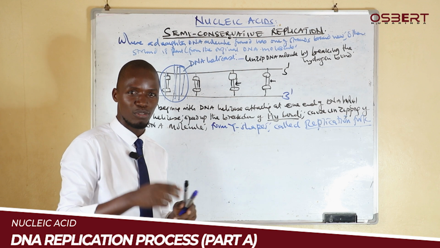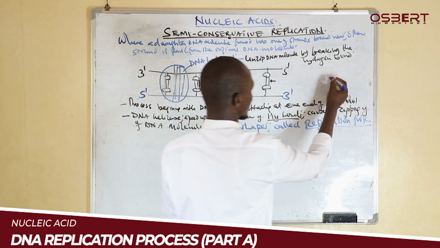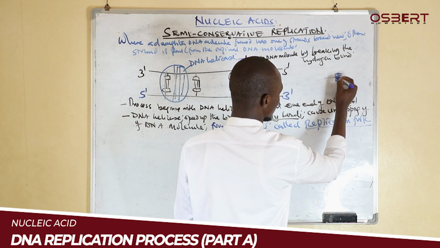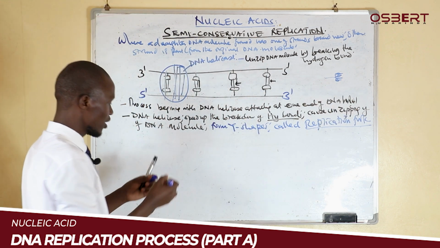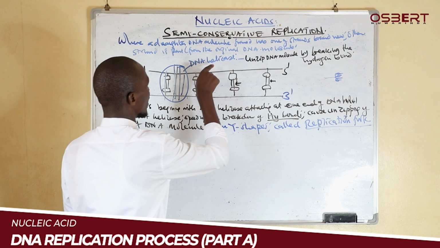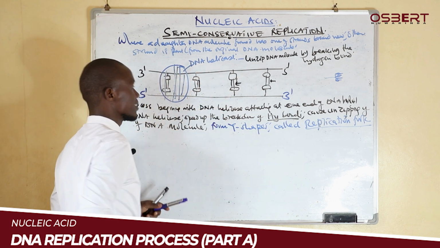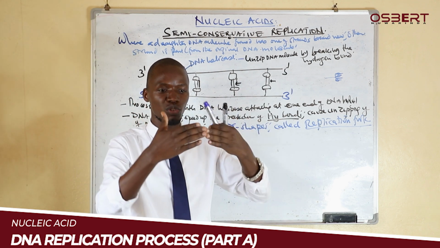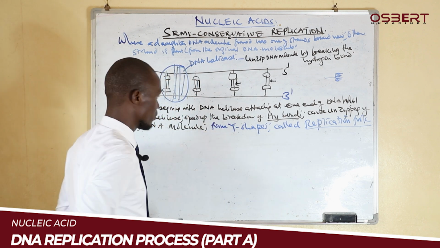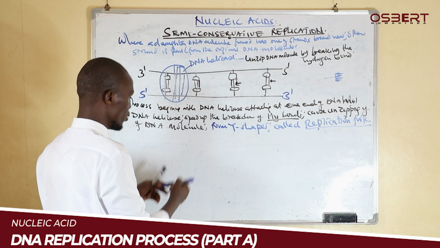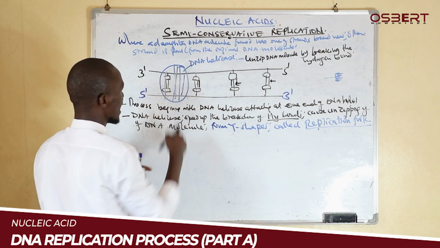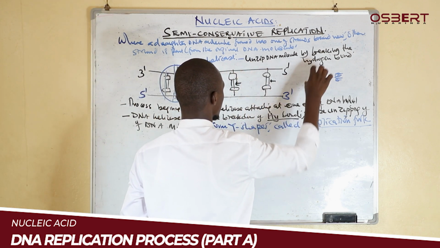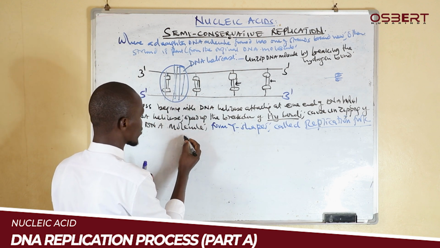A fork is something like this, with some finger-like structures here. So we are saying once these bonds are broken down by this DNA helicase, the DNA opens up and forms something which is like a Y shape. What do we mean? Once this DNA helicase has moved around and kept on opening up this DNA strand, you will end up forming a structure.